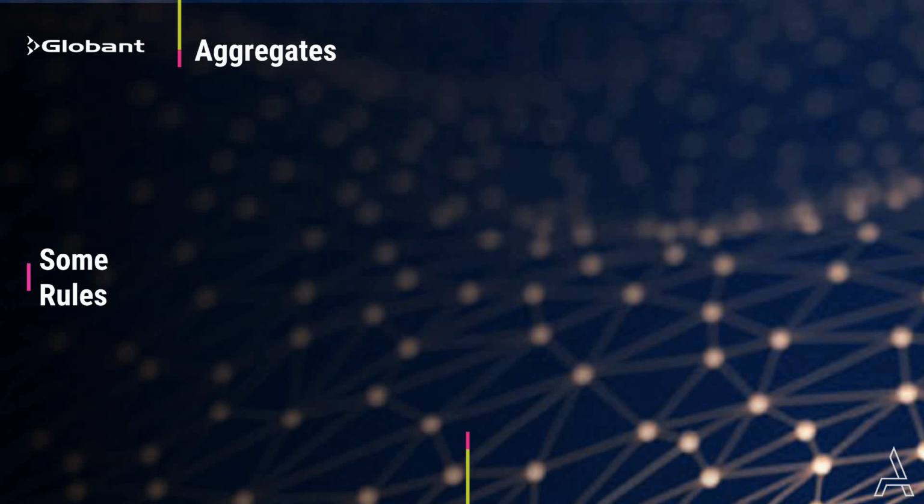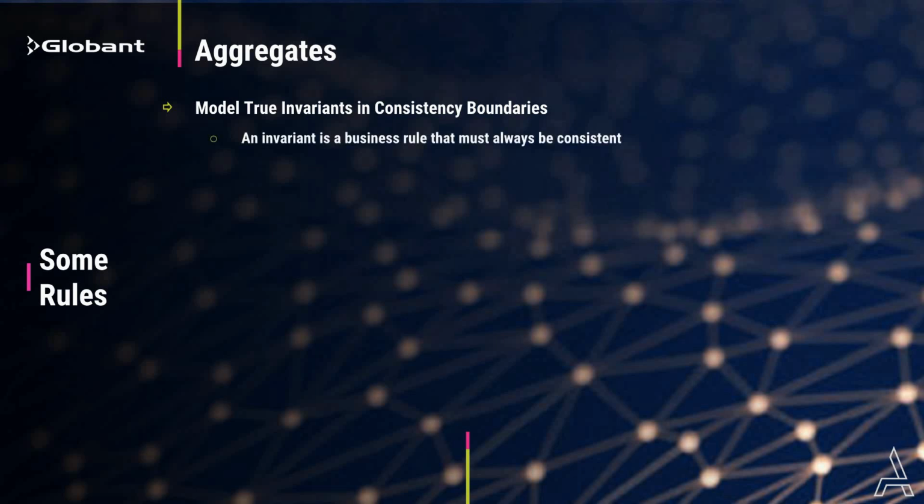There are some rules we can follow to design a good aggregate. Let's check them. First rule is model true invariants in consistency boundaries. An invariant is a business rule that must always be consistent. A properly designed aggregate is one that can be modified in any way required by the business with its invariants completely consistent within a single transaction.